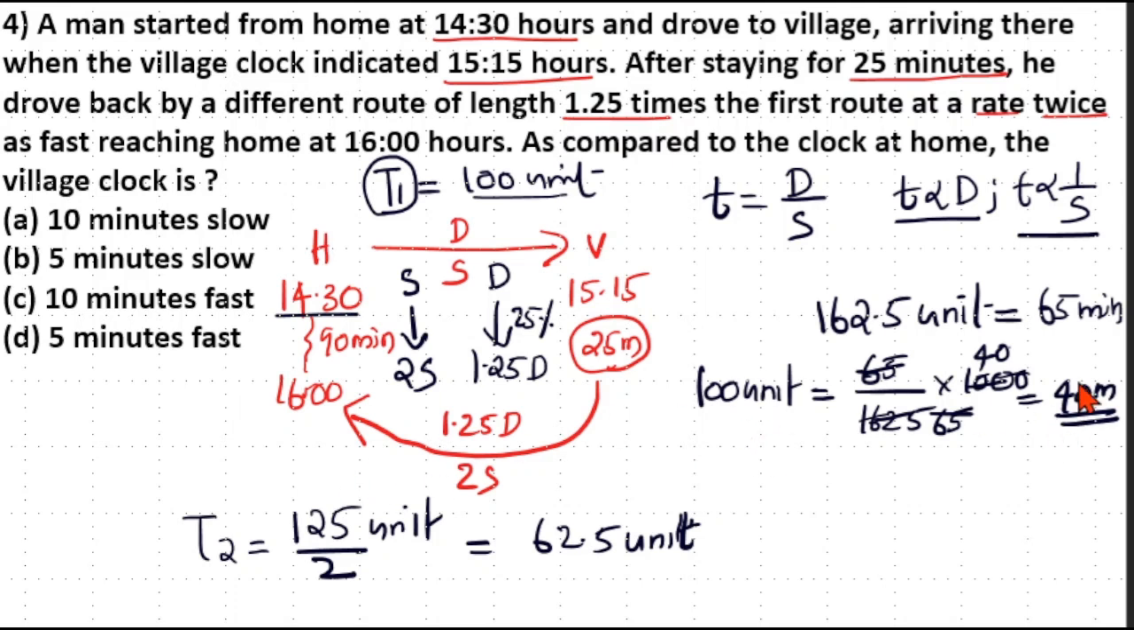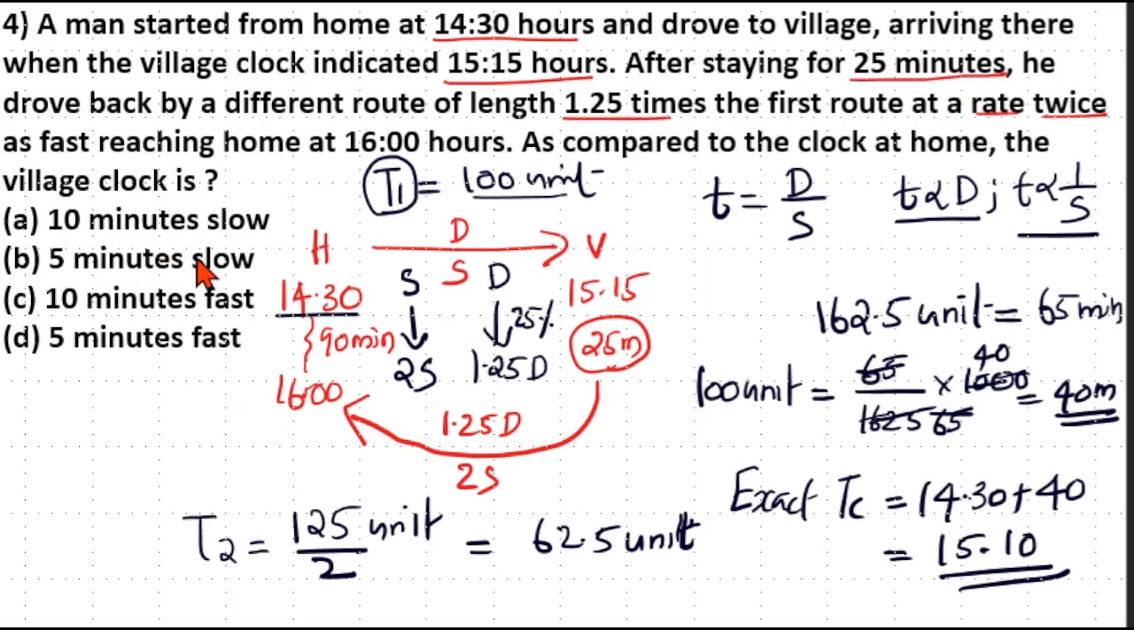If the time taken for the first route is 40 minutes, then the exact time on the clock is the starting time 2:30 plus the initial traveling time 40 minutes, which is equal to 3:10. But here the village clock indicated 3:15. So option D is your answer, that is 5 minutes fast.